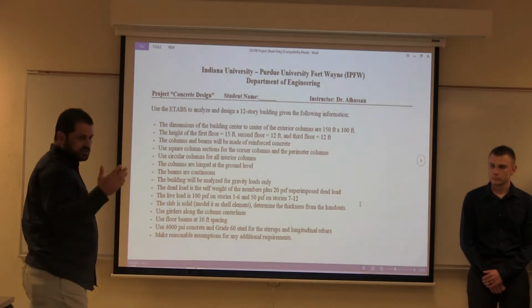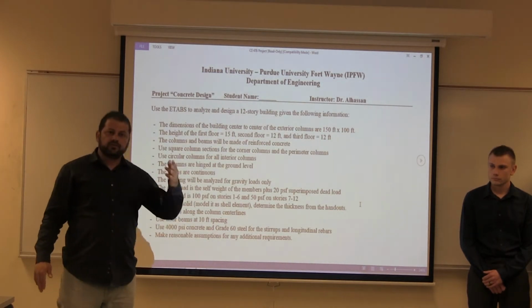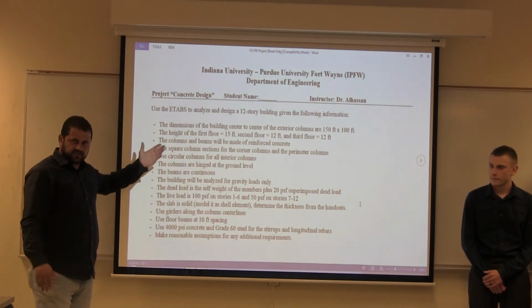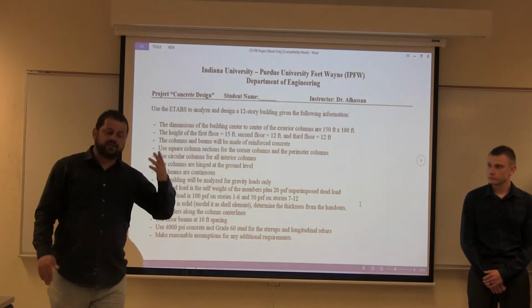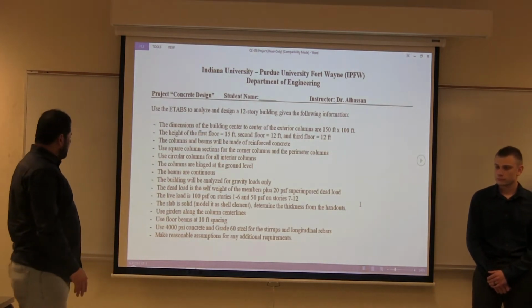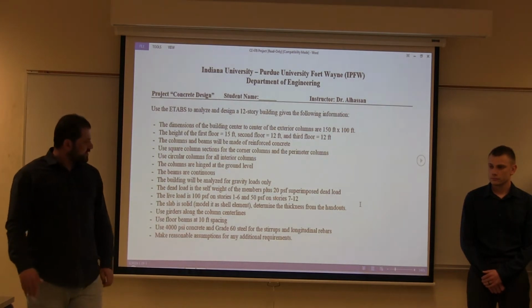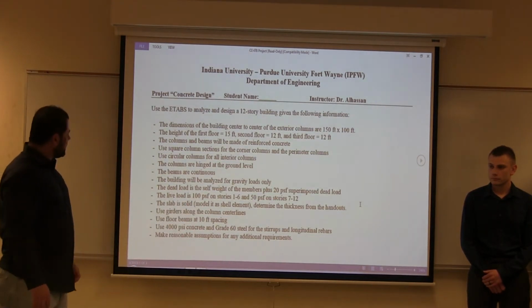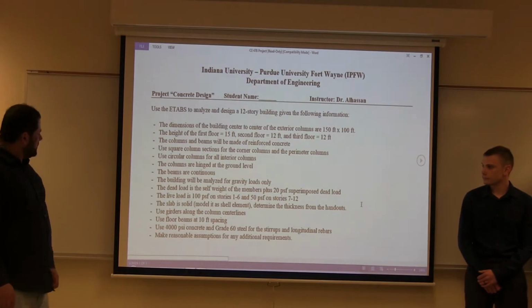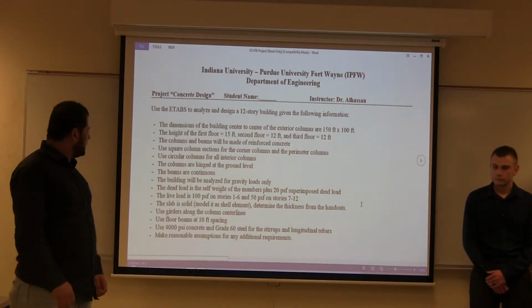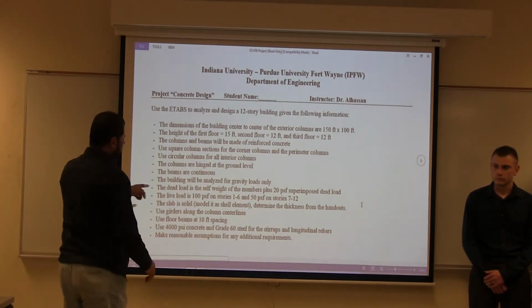For the lateral load, if it's wind loading or something, we're going to use shear walls. In this case, that's a common lateral load system in reinforced concrete structures. The floor beams will be spaced at 10 foot. We have to use girders along all the column center lines. The slab will be a solid slab, and it has to be modeled as a shell element, not a plate.